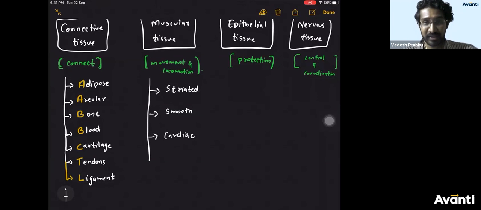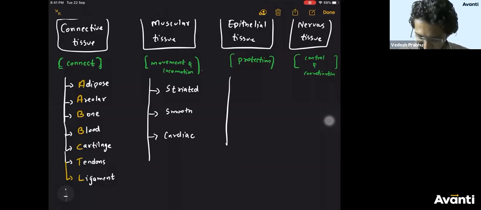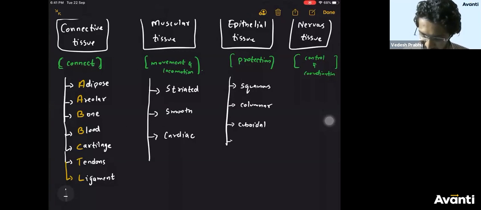The next one is epithelial tissue, of which we just finished the four types. We will mention all four types of epithelial tissue. The first one, squamous, then columnar, then cuboidal, and the last one, glandular. So these are the four types of epithelial tissue.